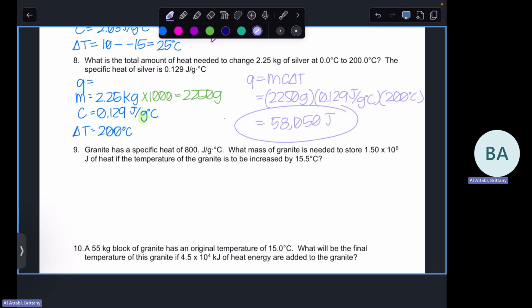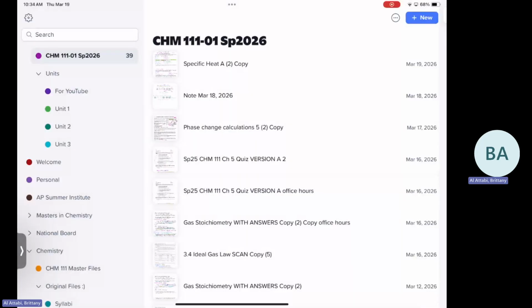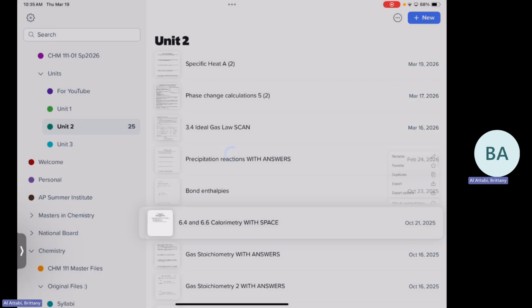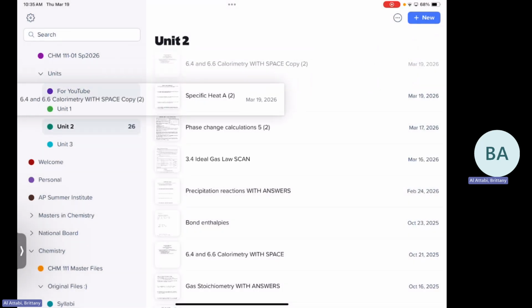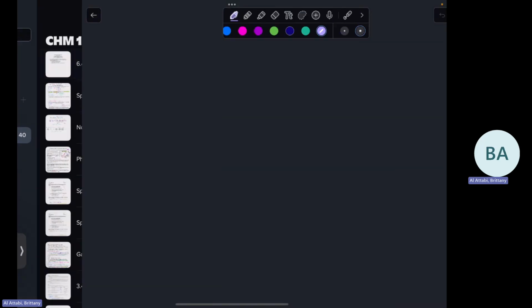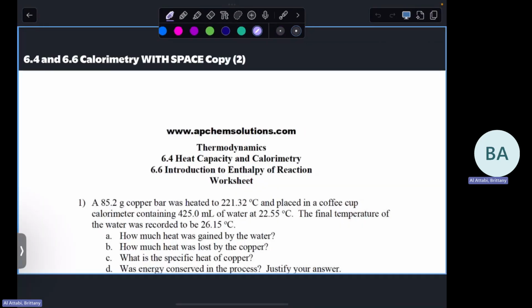Okay, so we're going to shift gears to that worksheet that I just handed out, which is on calorimetry. So this is the same equation, but this is how we would use it in a lab setting.